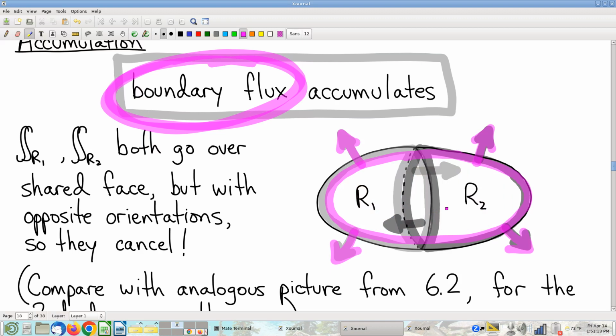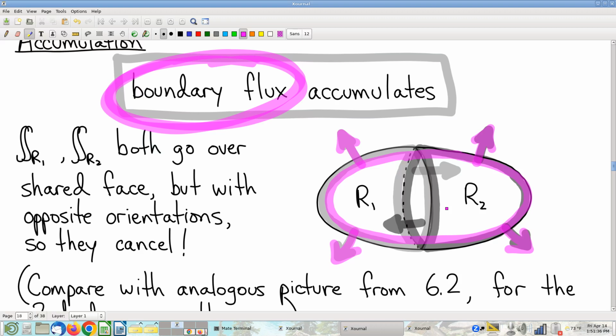Now, just to be repetitive, I'm going to remind you that sometimes people will call this outward boundary flux or outward-oriented boundary flux. That's technically repetitious. Boundary already means outward-oriented, right? But anyway, just to be clear, sometimes people will say outward boundary flux.